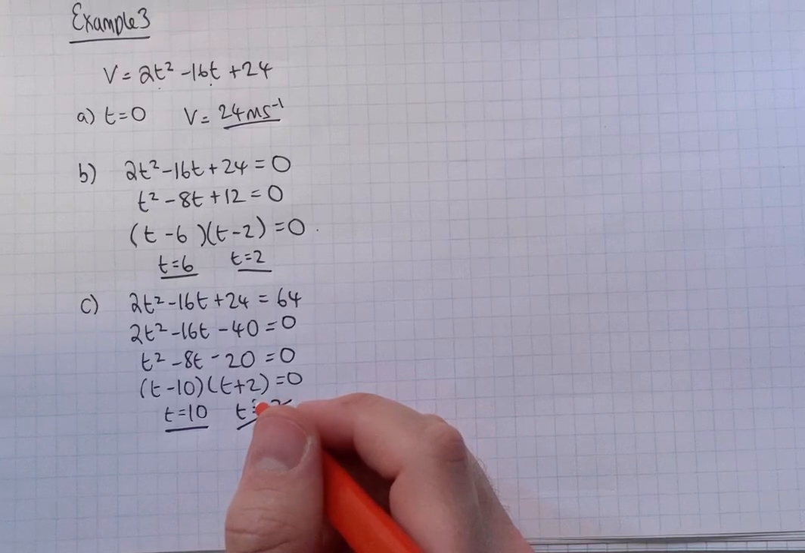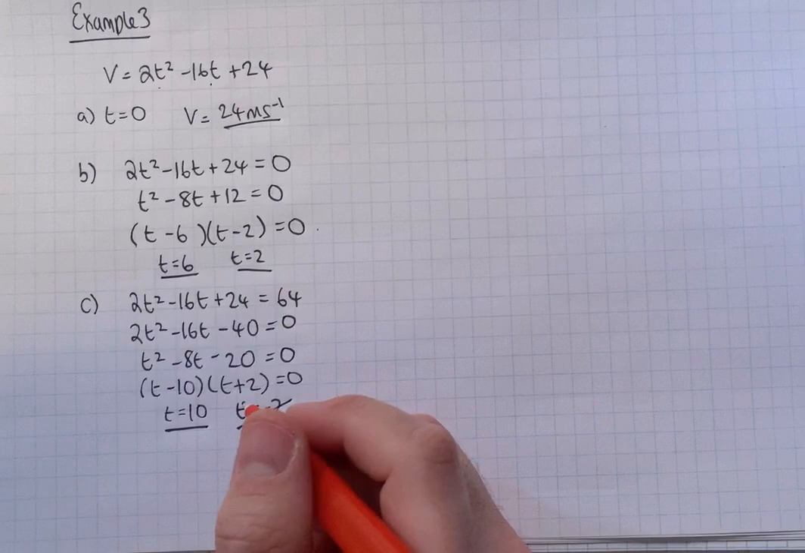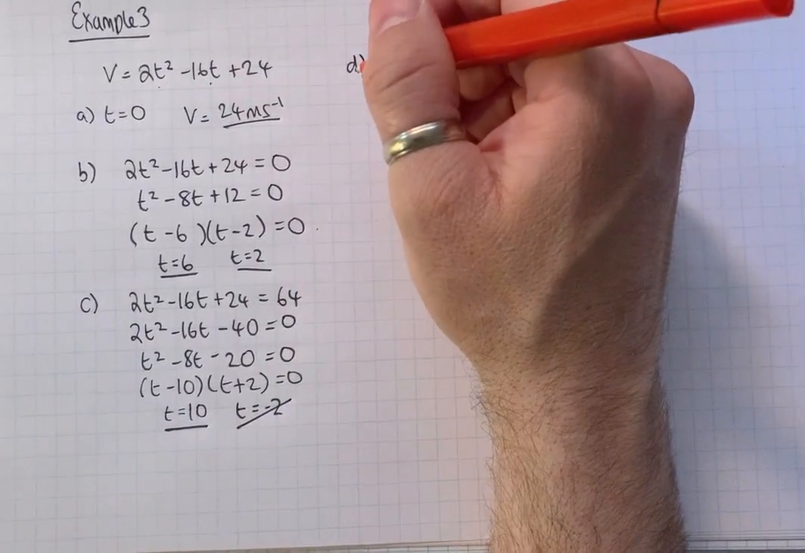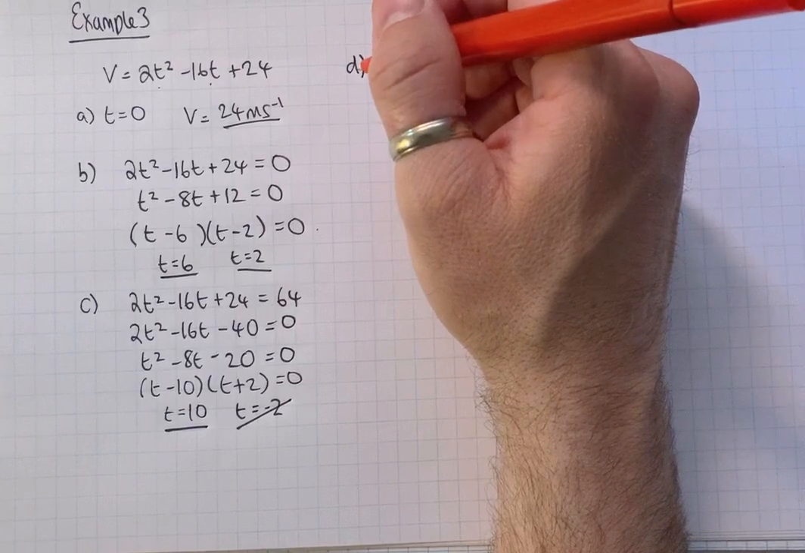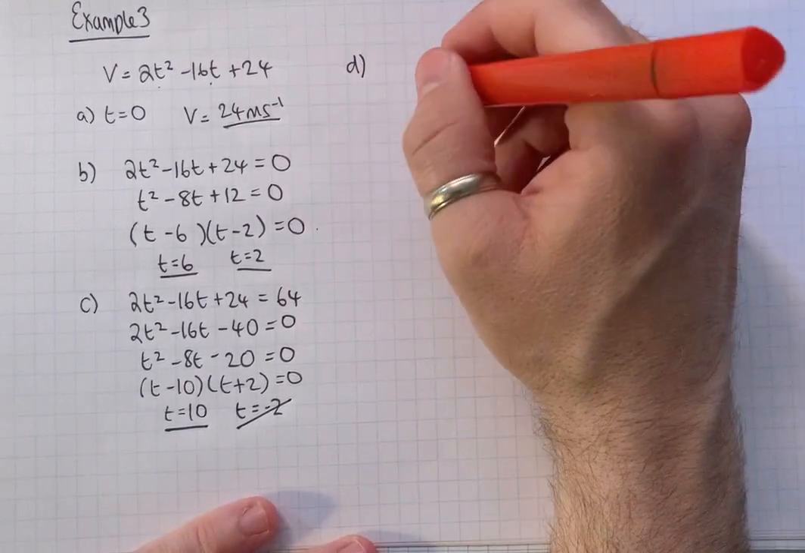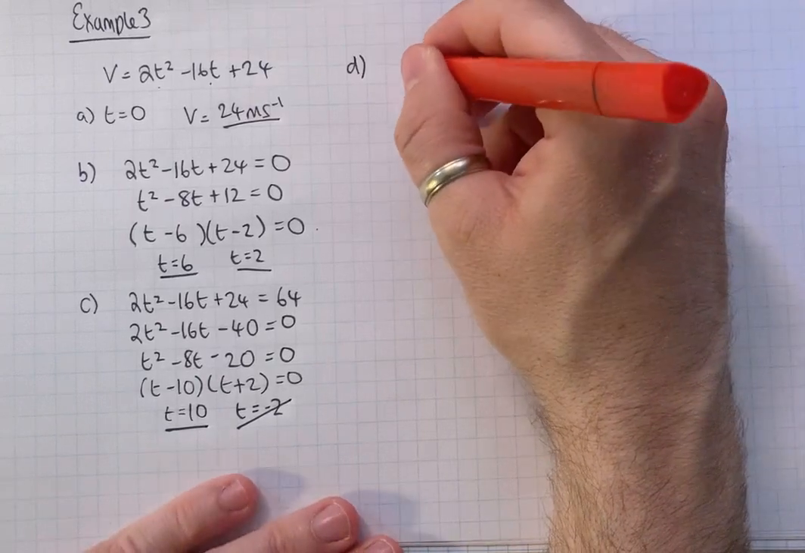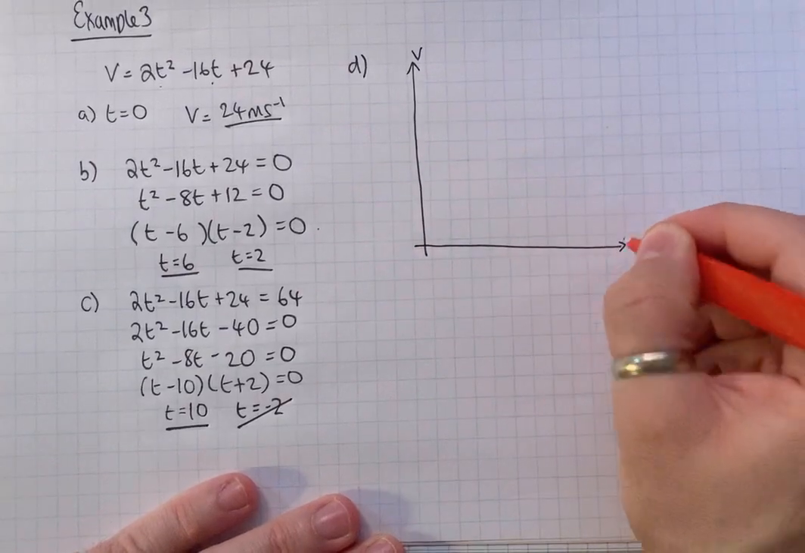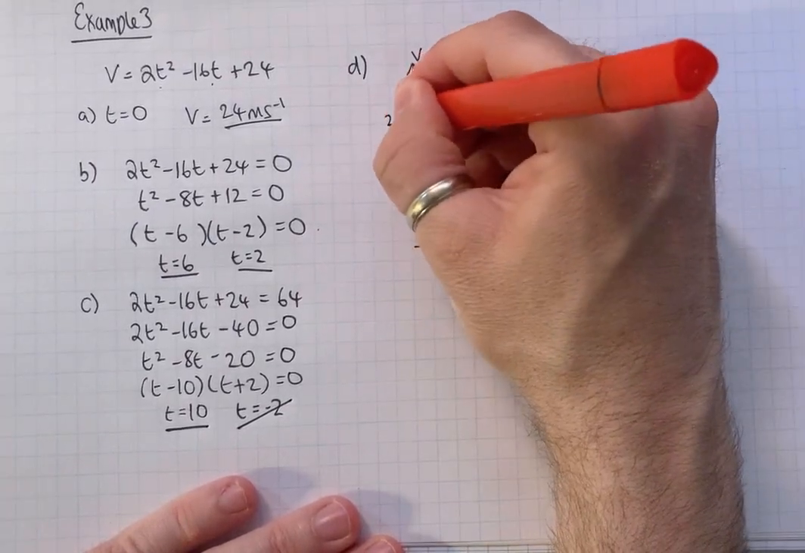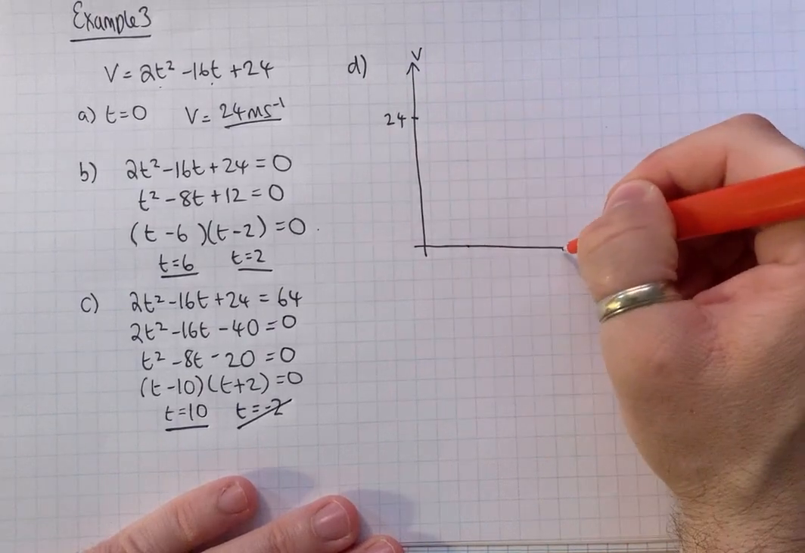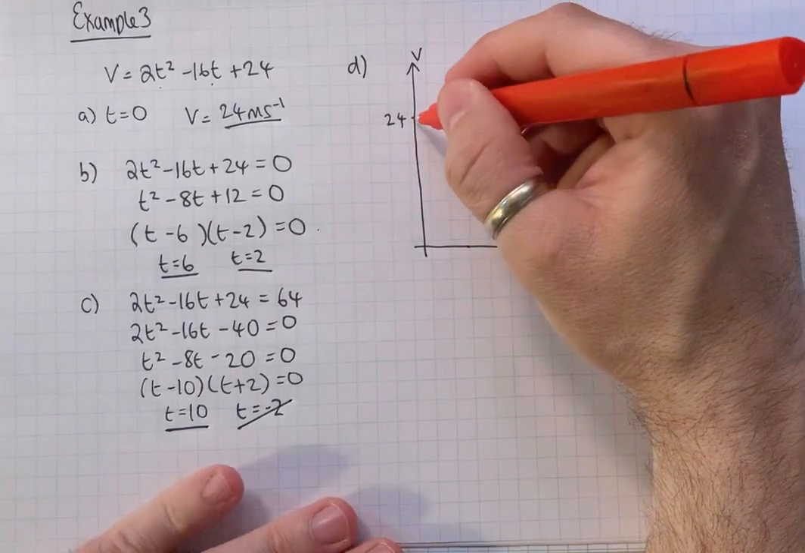Part D, the greatest speed of the body in the interval 0 to 5. Well, probably the best thing to do here is to draw a graph of the velocity, and where that graph is at its peak, we know we're going to have the greatest speed. So if we do velocity against time, we know we start off at a speed of 24. The speed is 0 at 2 and at 6. It's going to look something like this.